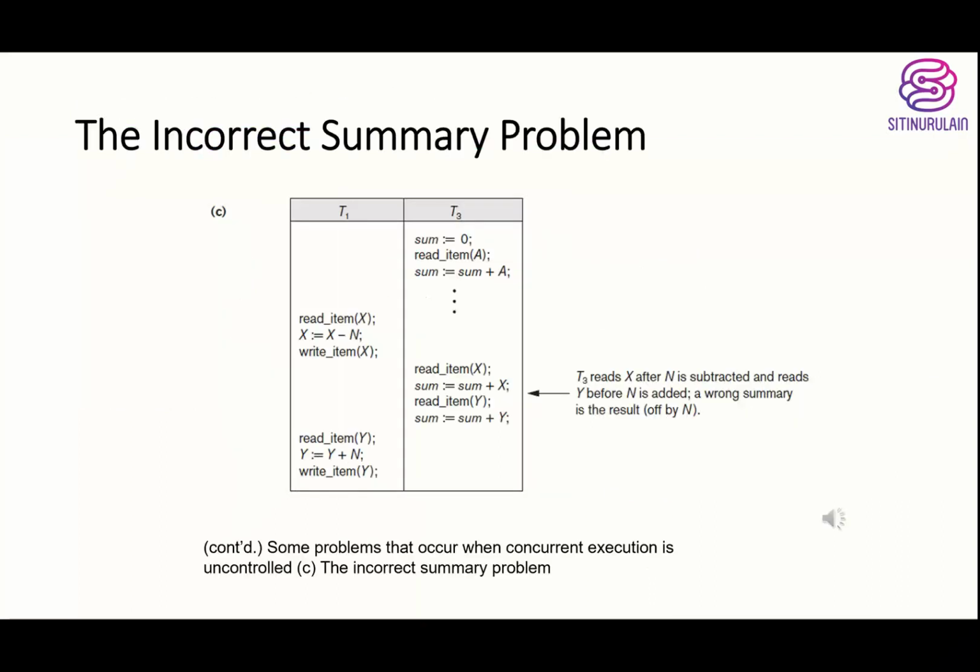The slide shows the incorrect summary problem. It occurs when concurrent execution is uncontrolled. In the example given, T3 reads x after n is subtracted and reads y before n is added. A wrong summary is the result, off by n.